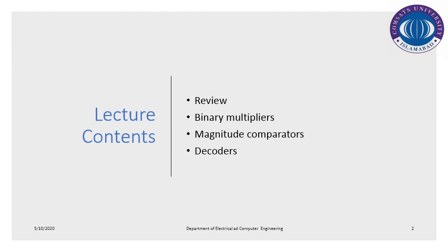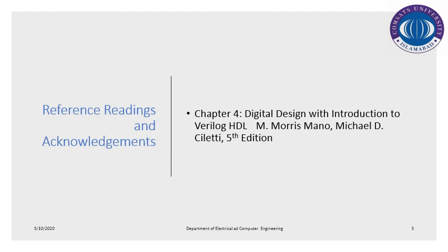After discussing magnitude comparators and implementing them, we'll switch to the decoder circuits. What are decoder circuits? How do they function? And what are their applications? We'll discuss some basic examples of decoder circuit design at the end of the class. Today's discussion is also from chapter 4 of the book Digital Design with an Introduction to Verilog HDL, pages 168 to 175 of the 5th edition.